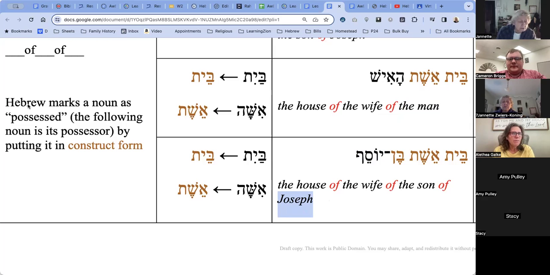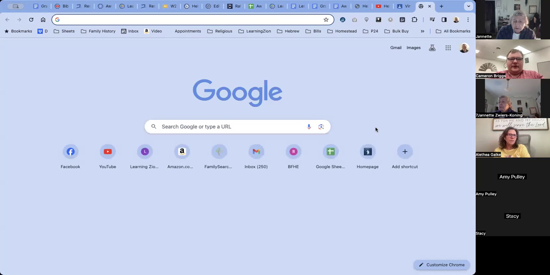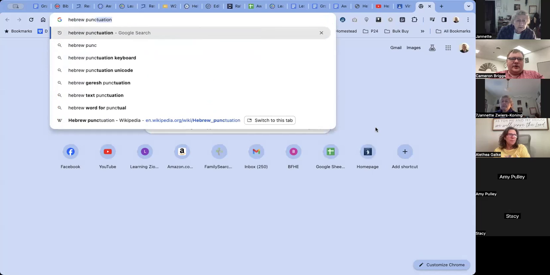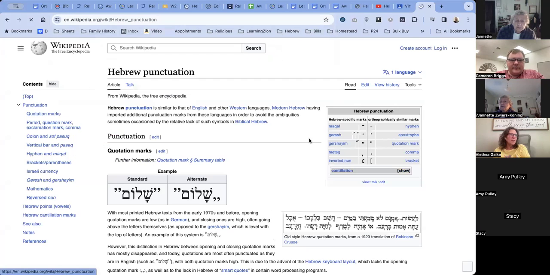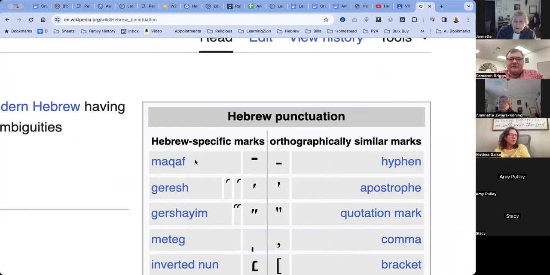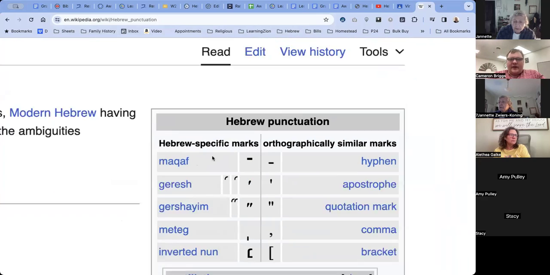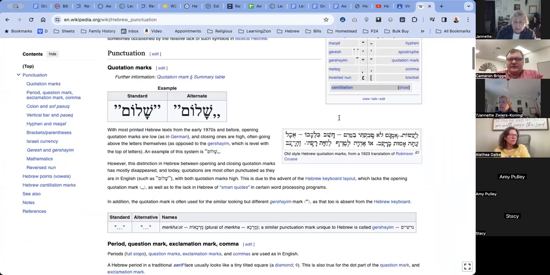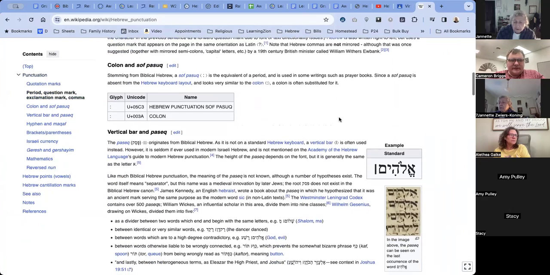Is that a dash? Kind of, yeah. So some of the construct forms use that. If we go to Hebrew punctuation, I always forget the title of it. It's a makaf. Makaf is a high hyphen. So you'll see it a lot in words. Let's see if there's.